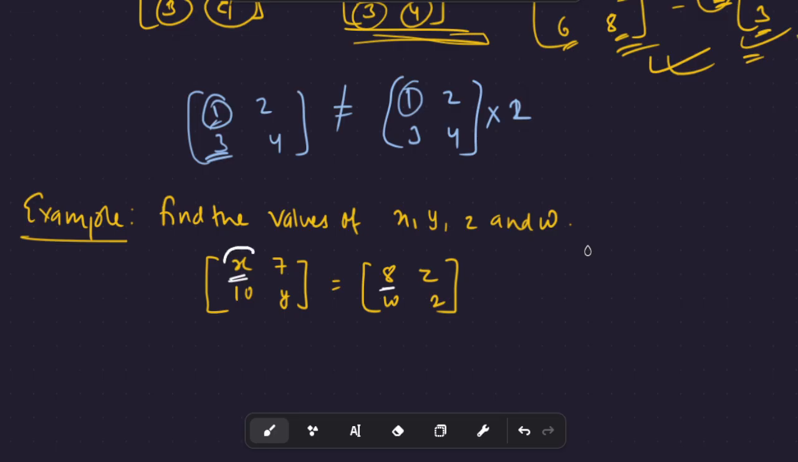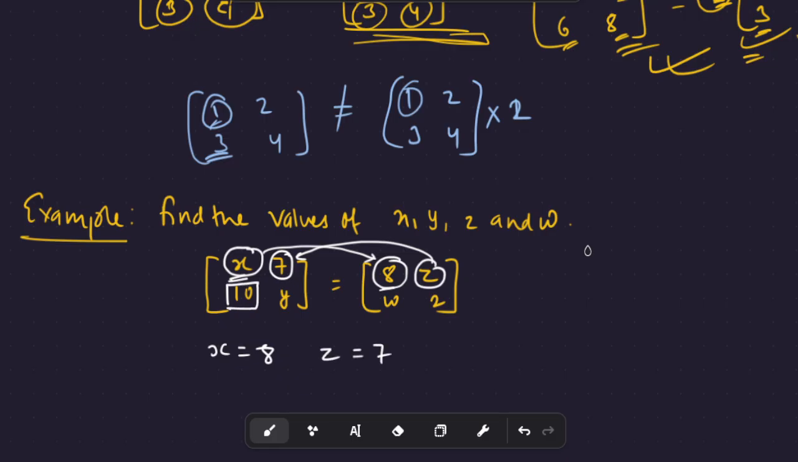Now in this position here is x, and in that same position in this matrix there is 8. Now we can equate these two, and that means we'll get the value of x. The value of x is 8. Similarly, here is z. In the same position there is 7, so the value of z is 7. And in the position of this 10 there is w, so we can equate these two values, and the value of w is 10.